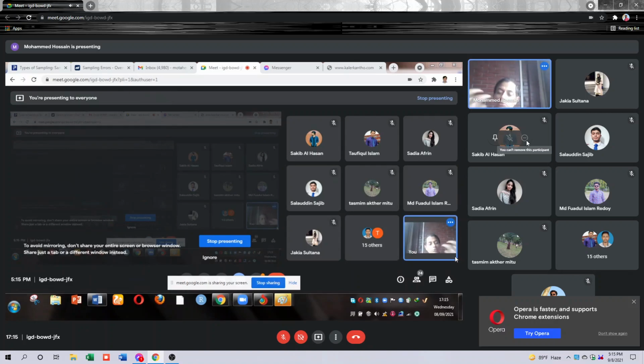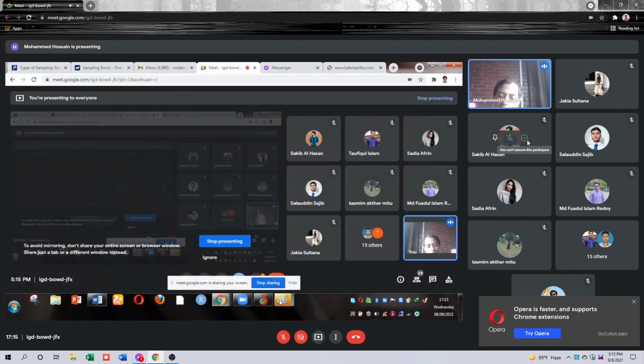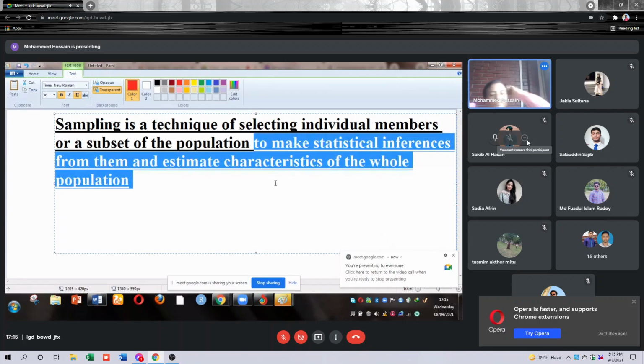And from that sample, you collect information from the consumers of electricity. Then you can survey according to your purpose or study. According to your purpose or study, you create the questionnaire and include your variables. Then you collect information from your final sample and analyze your data. After analyzing data, what is your ultimate goal? To make statistical inference from them and estimate characteristics of the whole population.